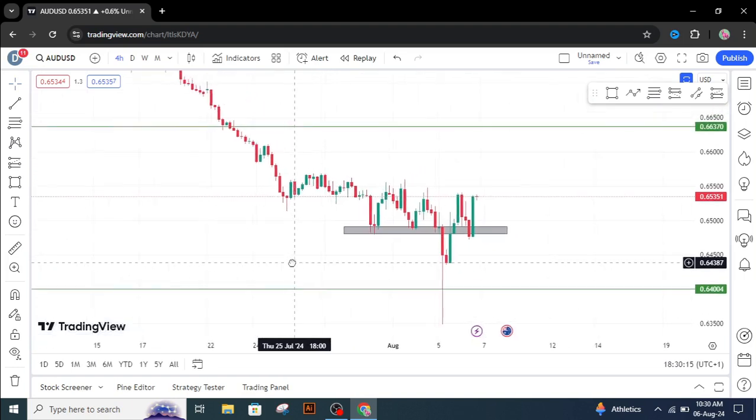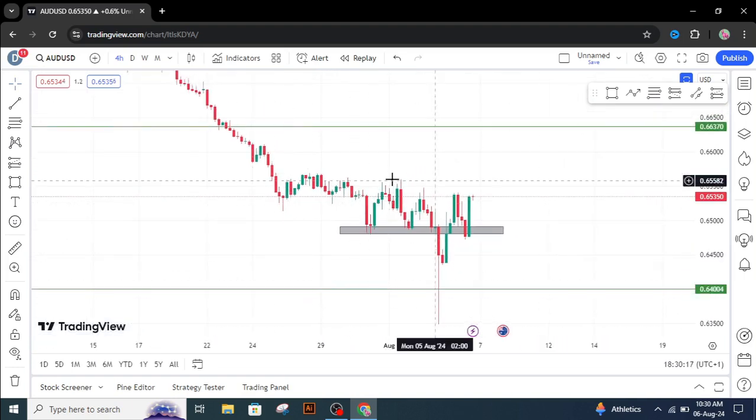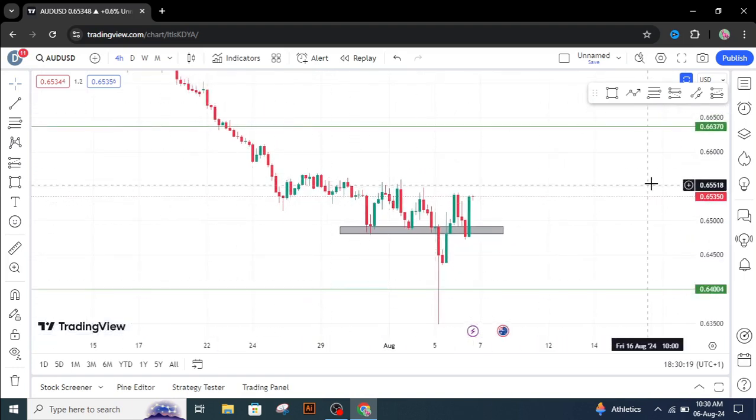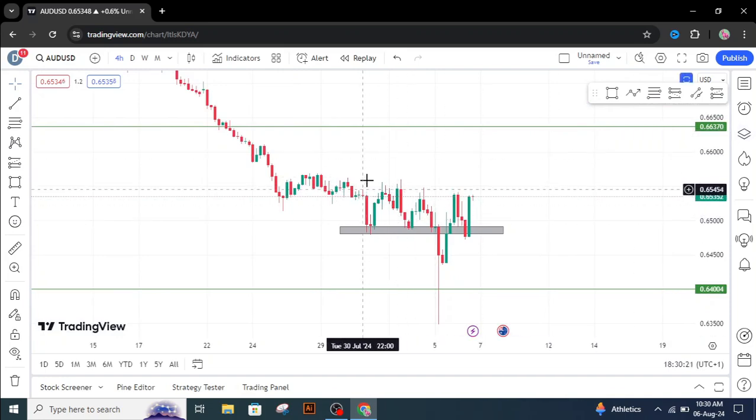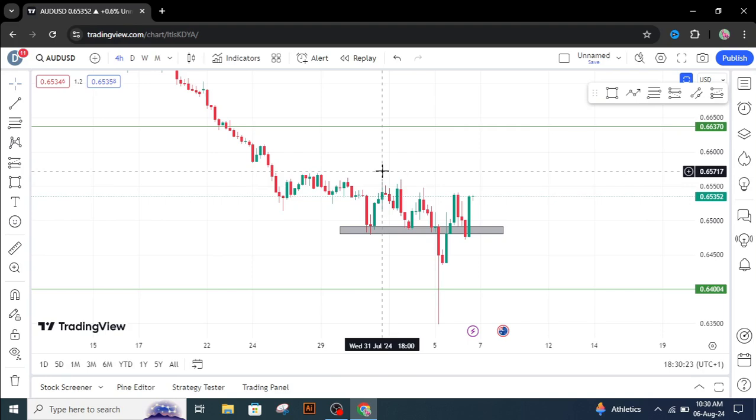So that's the reality I want you to understand about the commodity assets. Whenever you want to trade any of these pairs, AUD or the Canadian dollar, you may want to factor in what's actually going on with gold and oil. That way you'll be on the safer side.